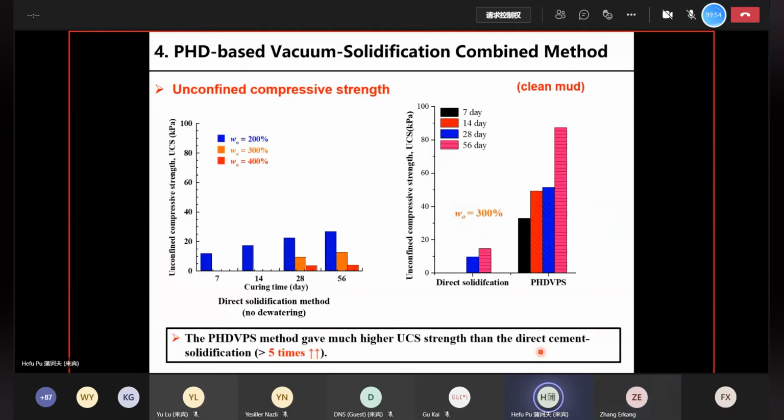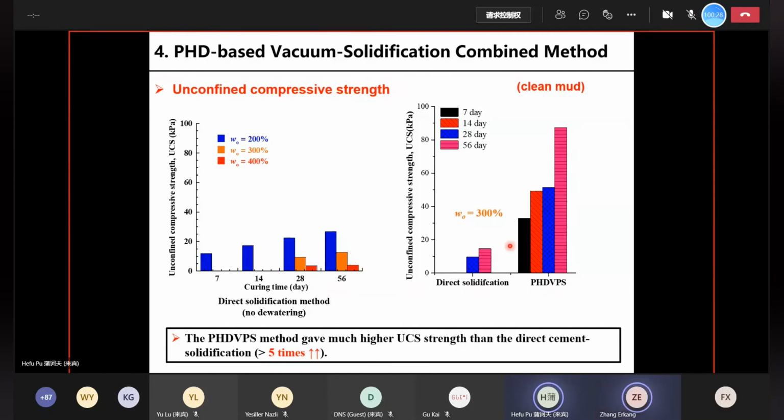We'll also look at the unconfined compressive strength. On the left, you can see the direct solidification method without prior dewatering. We tested different initial water content, and you can see that the solidified strength decreased significantly with increasing water content from 200% to 400%. So this tells us how important it is to lower the water content for further treatment.